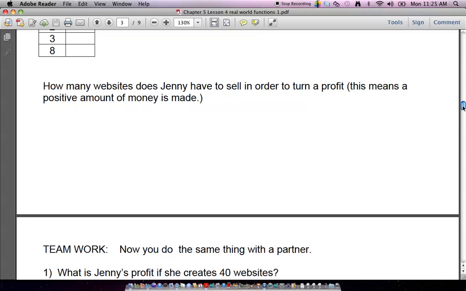Is it 4? Is it 5? Is it 6? Is it 7? Which one will create a positive outcome? The first positive outcome, the smallest positive outcome.